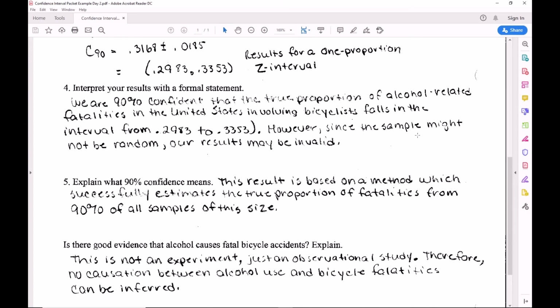However, since the sample might not be random and the population may be too small, possibly, if you believe that, our results may be invalid. Okay, so jot that down.